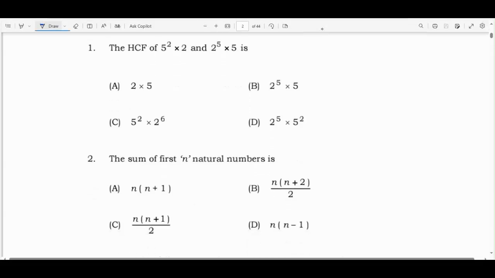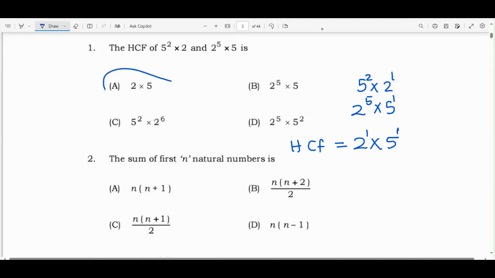The first question is: find the HCF of 5 square into 2 and 2 to the power of 5 into 5. So what is the HCF? HCF is nothing but the lowest power of the given numbers. Here we have two numbers, 2 and 5, for finding the HCF. The first one is 2, which has lowest power 1, and the lowest power of 5 in both is 1. So the answer will be 2 into 5.